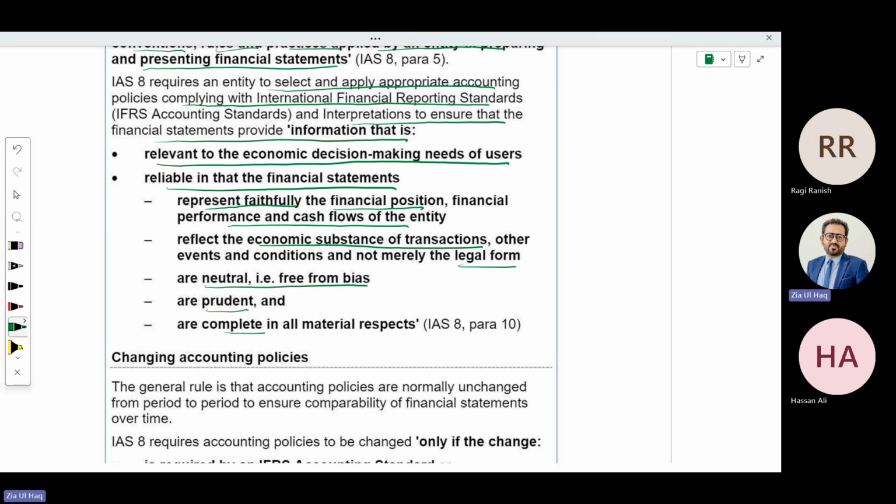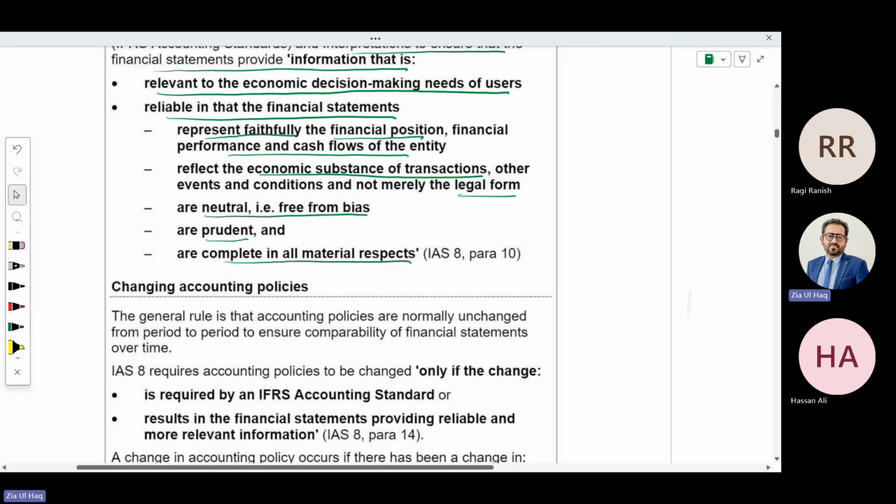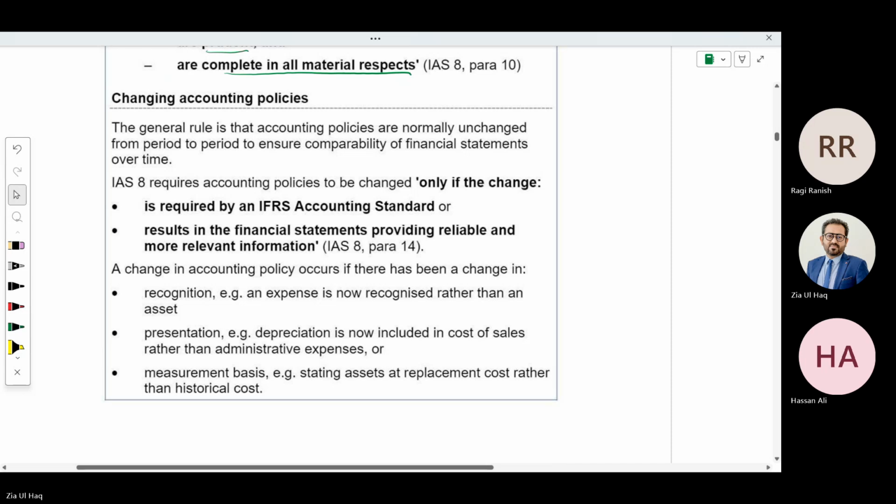Are complete in all material respects. Reliable financial statements mean faithful, economic reality, economic substance, neutral, prudent, and complete. Now, let's discuss what is a change in accounting policy and what is its accounting treatment.